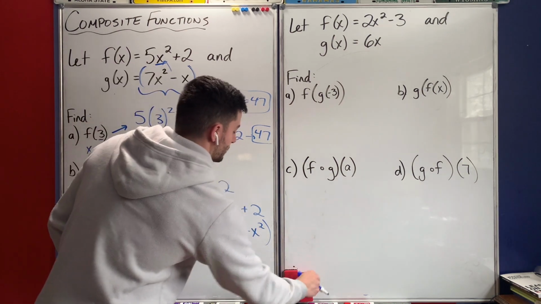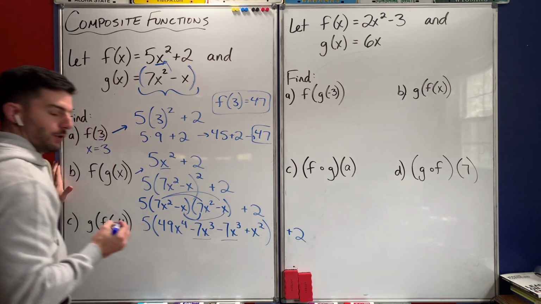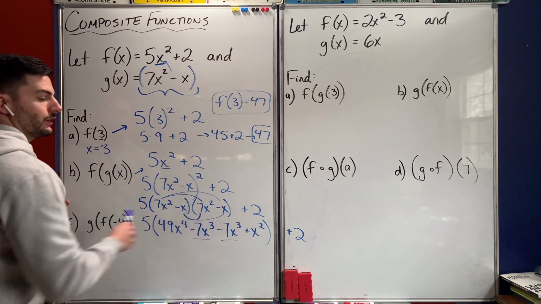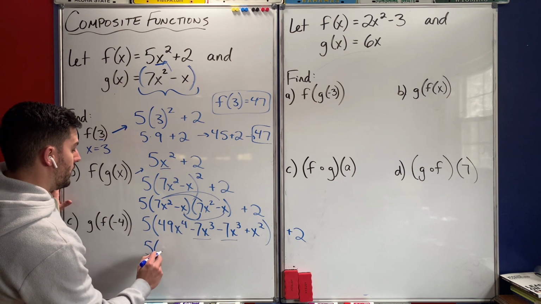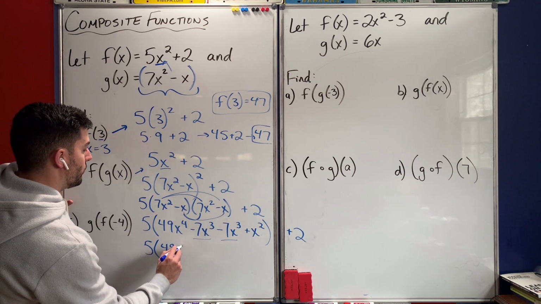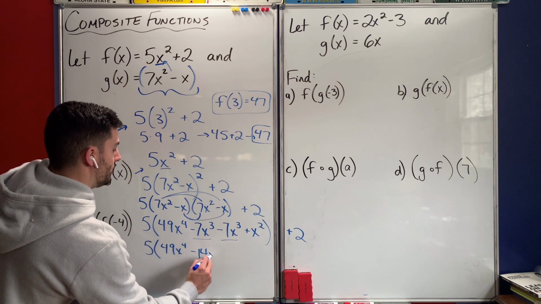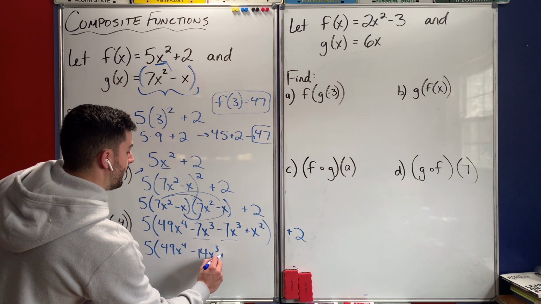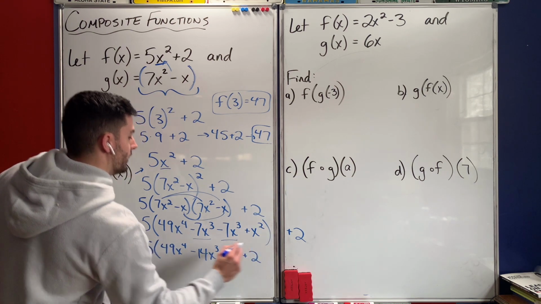Let me write this over here. And then I have a plus 2 from there. Like what often happens with FOIL, I have two like terms in the middle that have the same exponent, so I can combine those. So I'll have 49x to the fourth. Negative 7 minus negative 7 gives me negative 14x to the third. And then plus that x squared at the end, and then that plus 2 there.